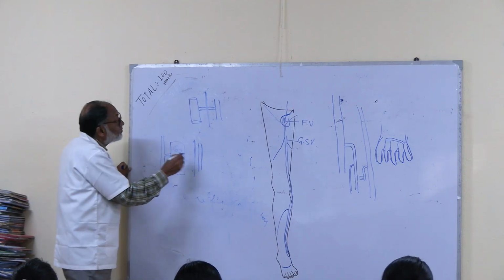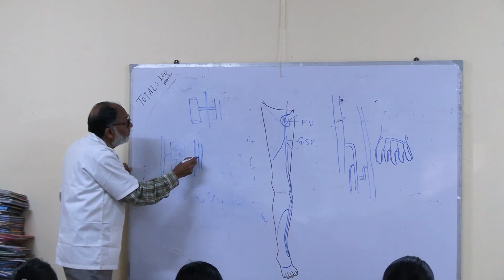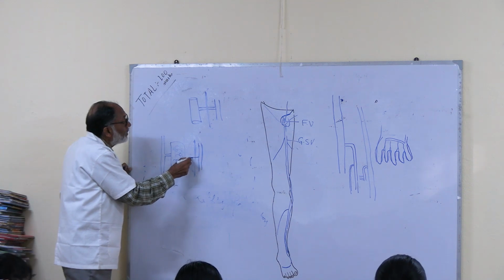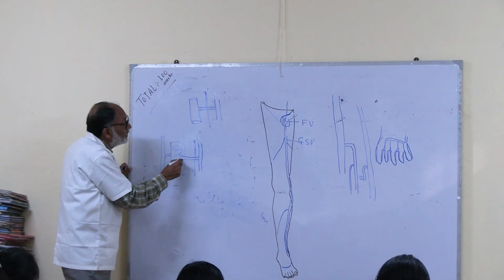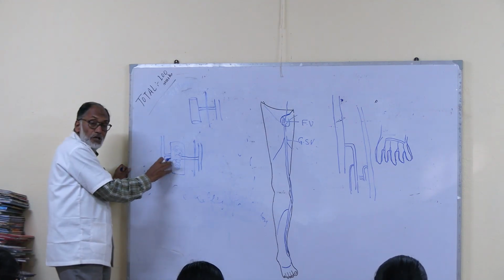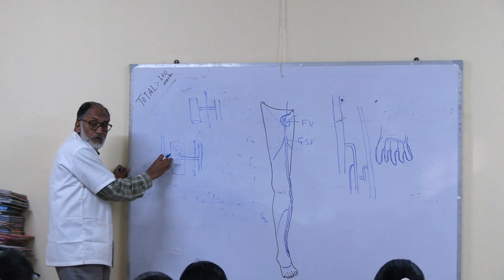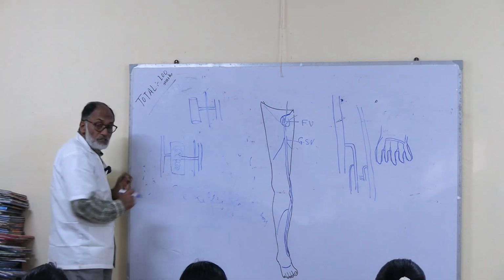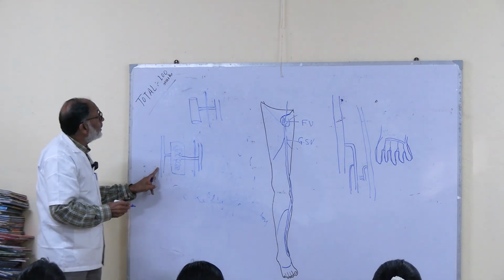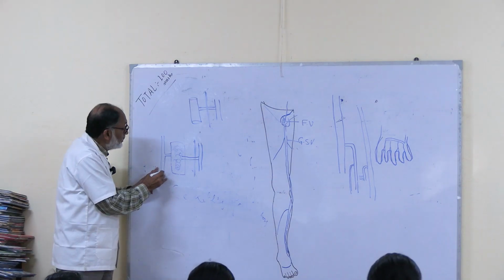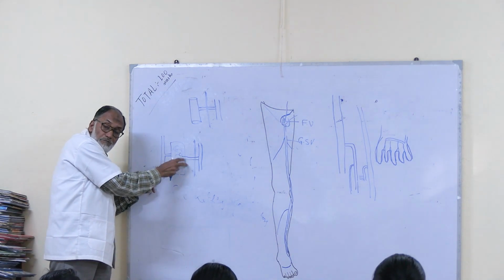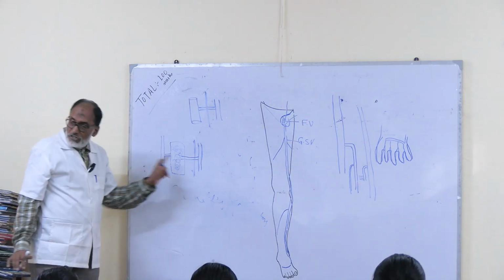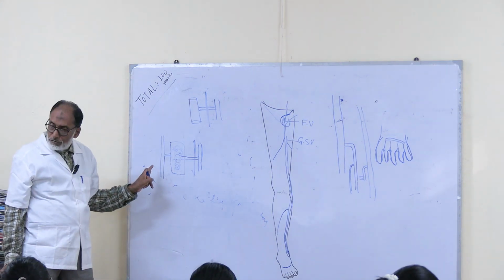Now this superficial vein, after piercing the deep fascia, is joining the vein within the muscle. Understood? Then this deep vein, to reach here, has passed through the veins of the muscle. So it is an indirect perforator.